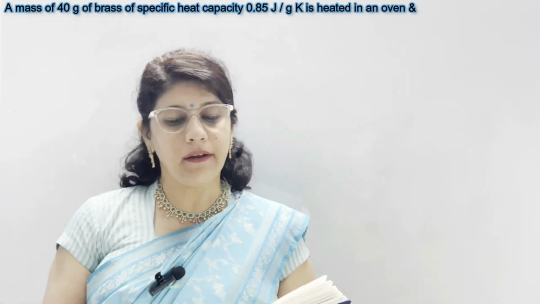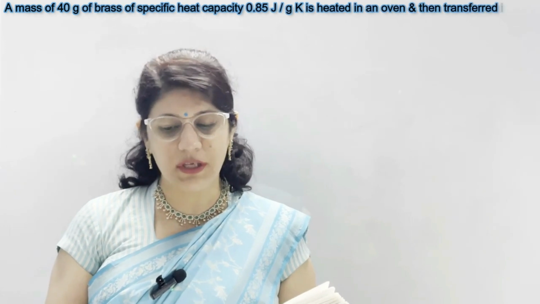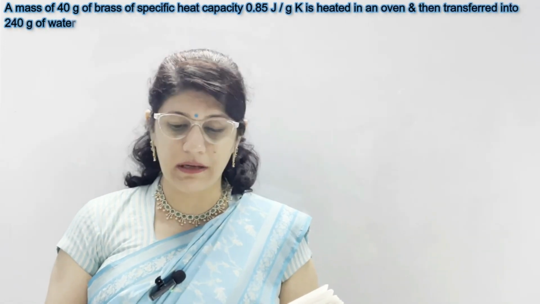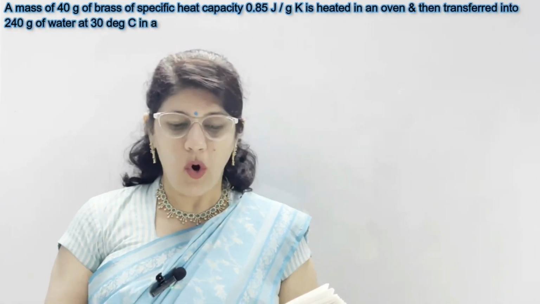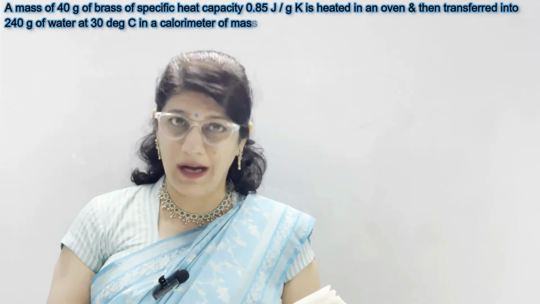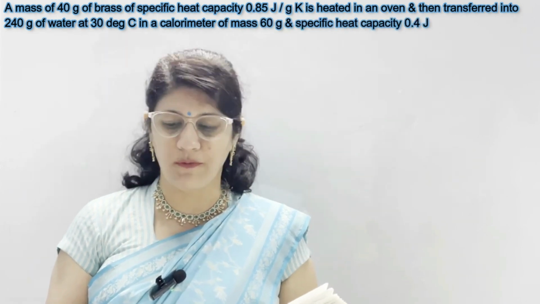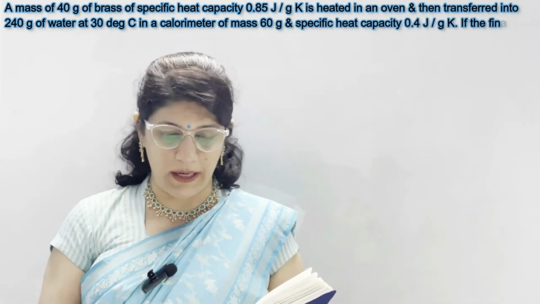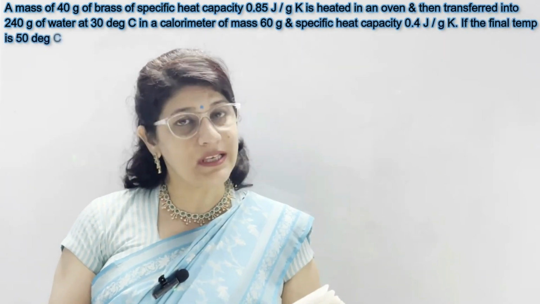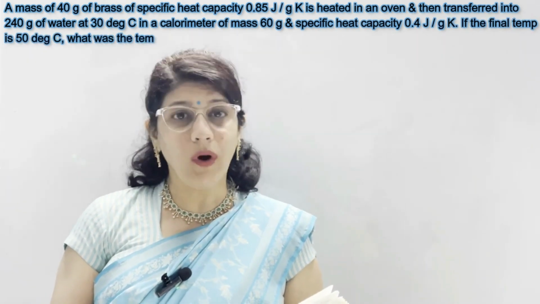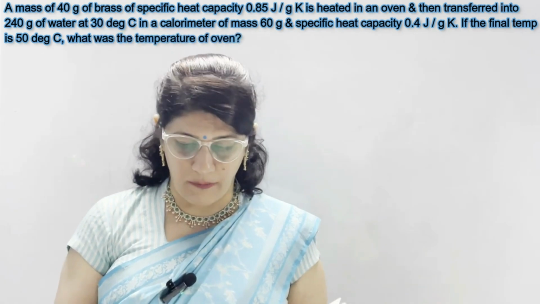In the next numerical, a mass of 40 gram of brass of specific heat capacity 0.85 joule per gram per Kelvin is heated in an oven and then transferred into 240 gram of water at 30 degrees Celsius in a calorimeter of mass 60 gram. Specific heat capacity of calorimeter is 0.4 joule per gram per Kelvin. If final temperature T is equal to 50 degrees Celsius, what was the temperature of oven?